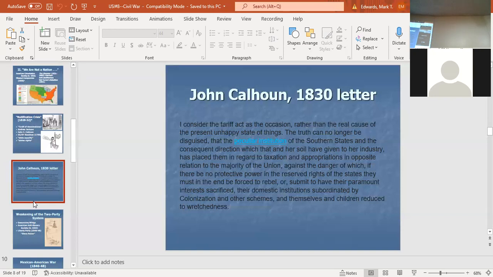But again, it's one of those hypotheticals, right? Could the Civil War have started in 1832? Maybe, maybe not. But certainly the significance of the nullification crisis is that it shows how divided the country is. It shows there are so many different triggers, right? This is the tax issue that brings on this particular crisis.